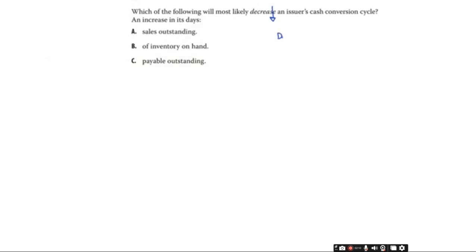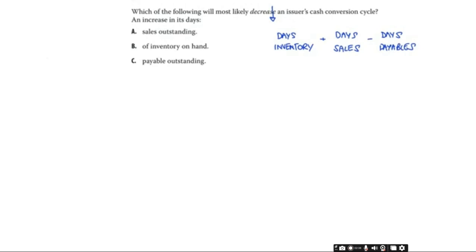Which of the following will most likely decrease an issuer's cash conversion cycle? So our cash conversion cycle, days of inventory, how long does it take us to get our raw materials into finished goods and sold? Plus the days of sales outstanding. Once it's been sold, how many days to collect the cash? The only good news, we don't pay for our raw materials up front, so we can subtract the days of payables, how long it takes us to pay our suppliers.